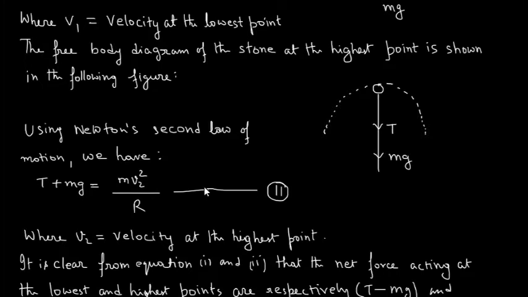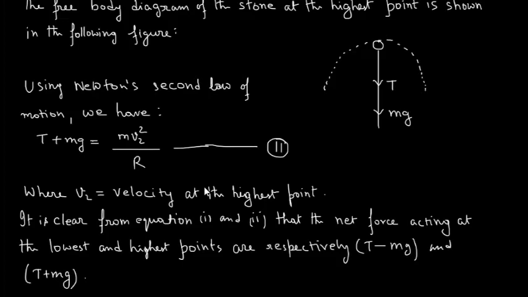It is clear from equations 1 and 2 that the net force acting at the lowest and highest point are respectively T minus mg and T plus mg.